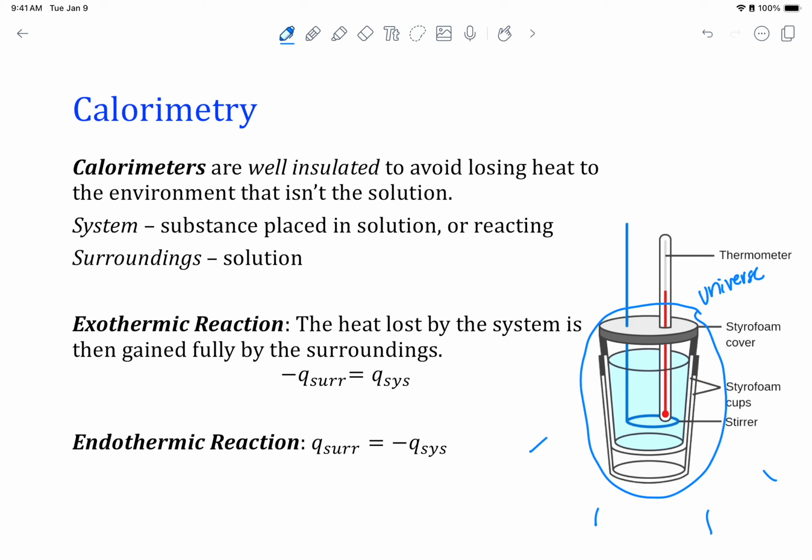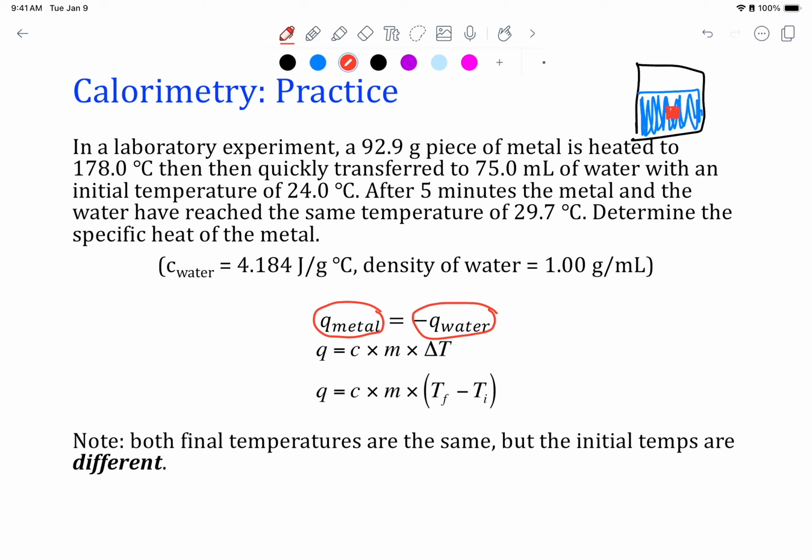So we actually have two things that we have to worry about. We have the heat of the metal and the heat of the water. And we know that they're going to be opposite values of each other because the heat, we are assuming, is being fully transferred from one to the other.